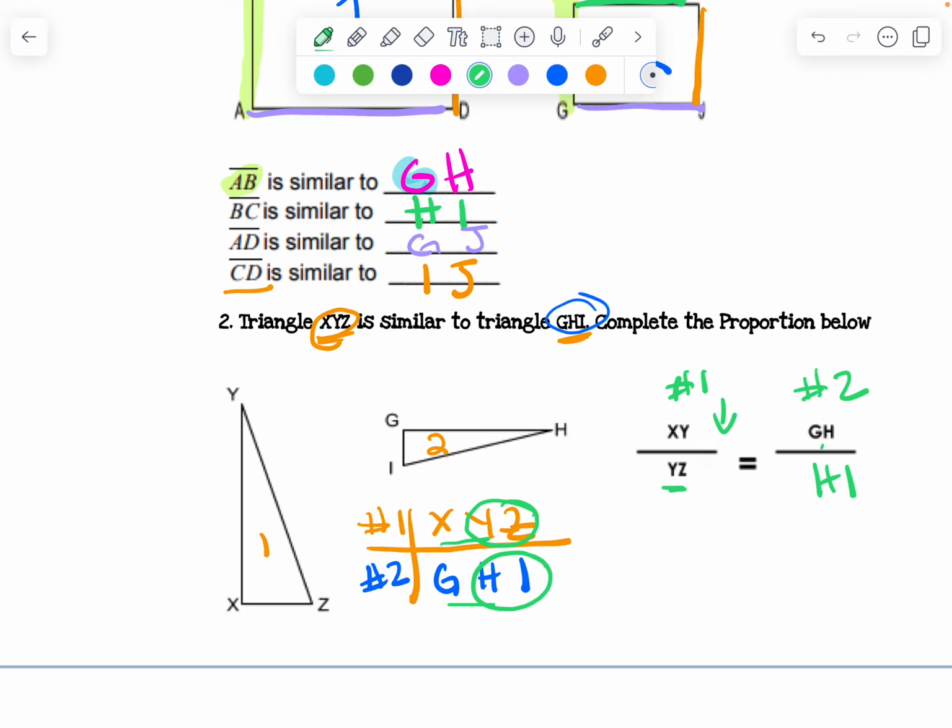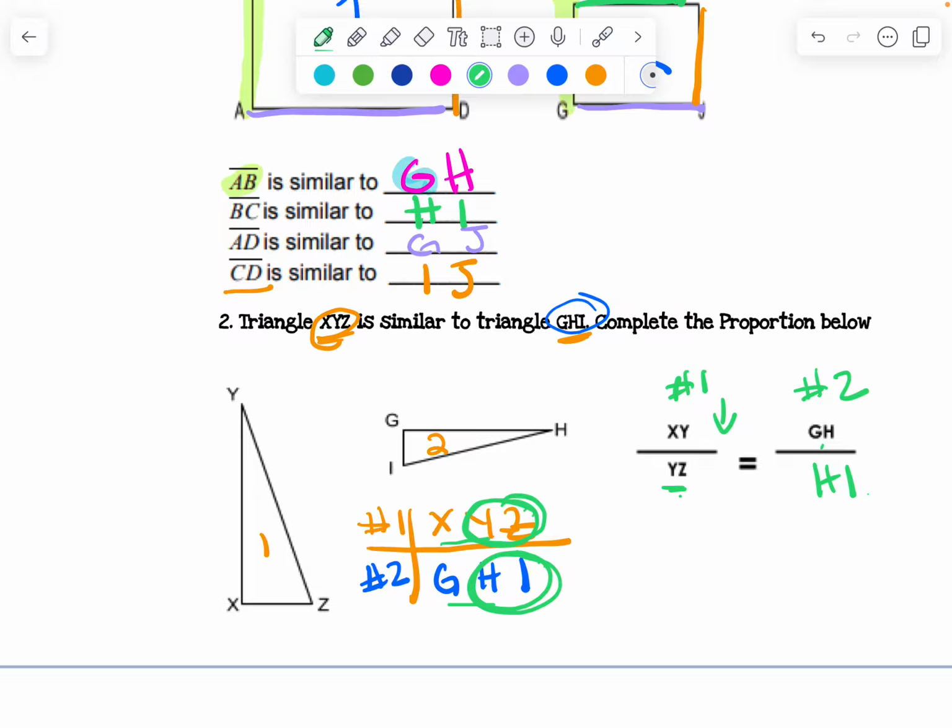So now the corresponding sides are next to each other. Figure 1 corresponds with figure 2. And figure 1, YZ corresponds with HI. And that's all they're really asking, what side corresponds with YZ. So if you look at the little table that you created, you clearly see that YZ goes with HI.